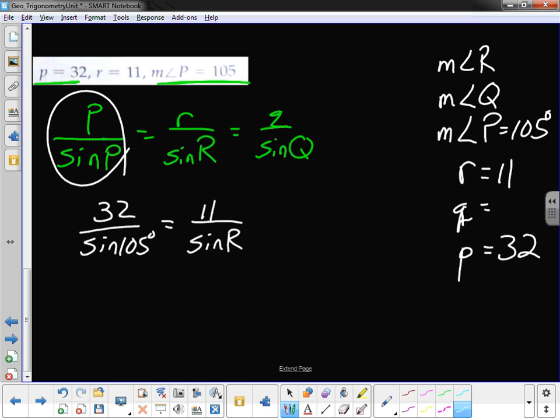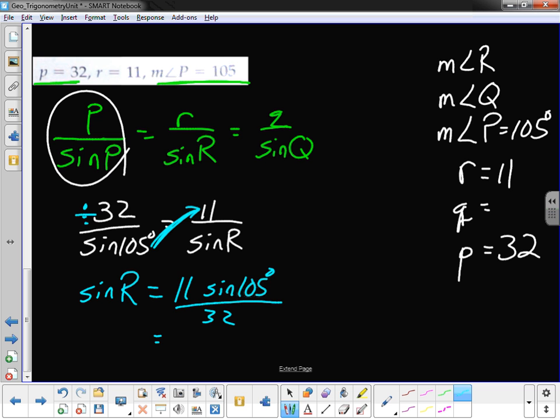So I have 32 over the sine of 105 equaling 11 over the sine of angle R. When I go to solve this one, I could flip it like I did on the last one, but I'm not going to do that. I'm going to multiply these two and then divide by 32. So the sine of angle R is 11 sine of 105 degrees divided by 32. I go to my calculator: 11 sine 105, close my parenthesis, divide that by 32. It gets me a decimal number of around 0.332037, and it goes on and on.